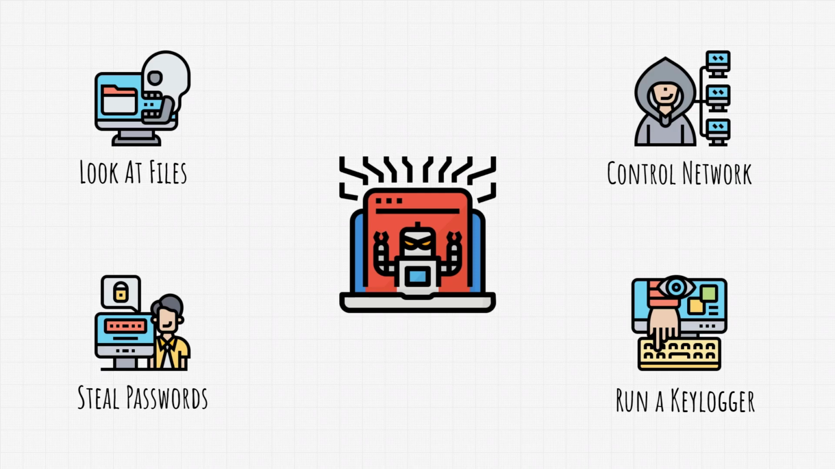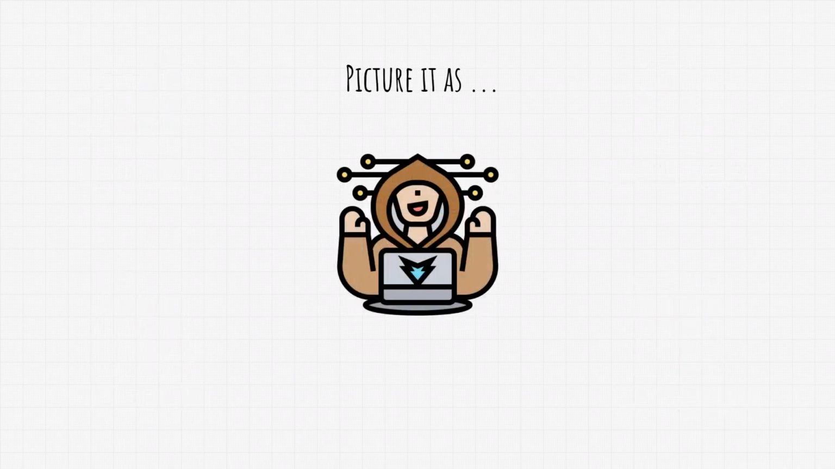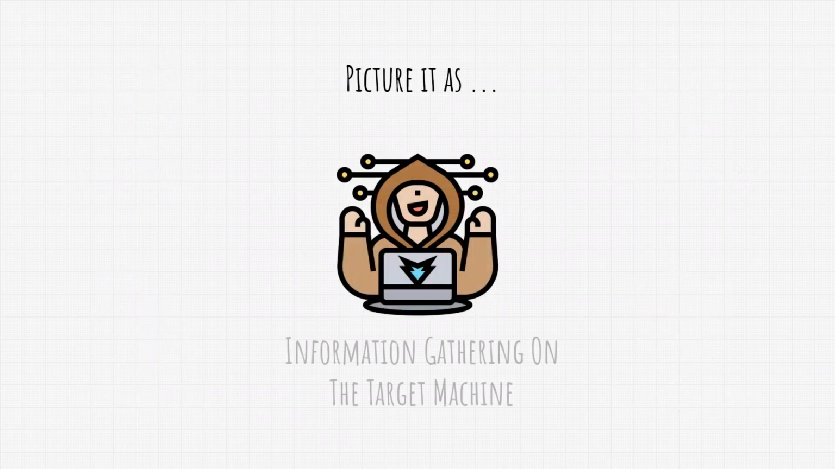Amazing, right? You can picture post-exploitation as some type of information gathering on the target system. And these things that we talked about are just a small portion of what we can do once we hack a machine. Now that we briefly talked about post-exploitation theory, let us see what available tools and commands we can use to achieve all of the things that we mentioned and even more.